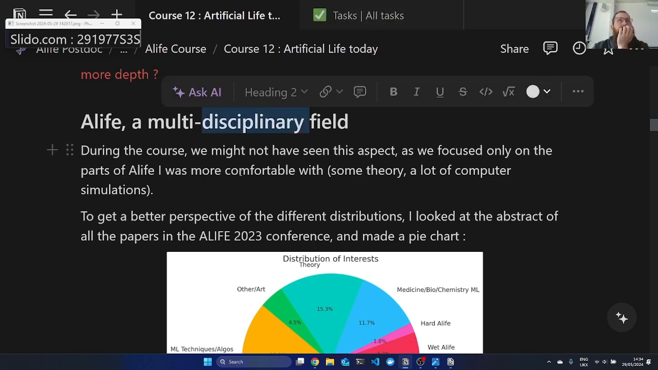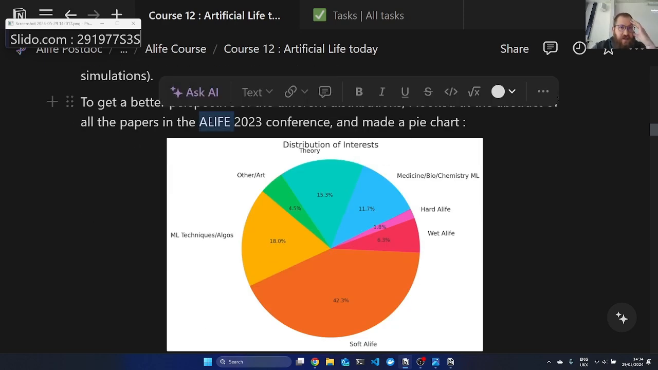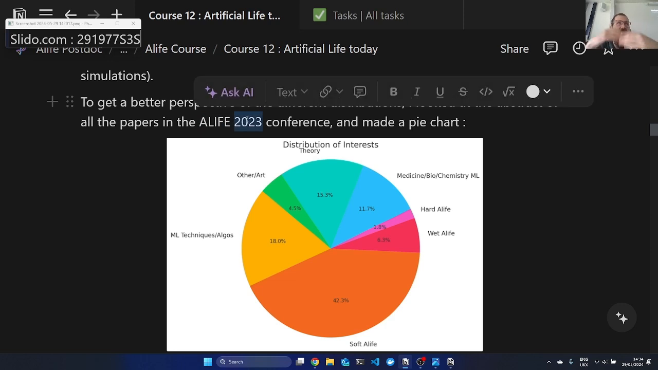And one thing that I wanted to do is to take a look at the papers of artificial life that are coming out right now. So the best thing to do this, as far as I know at least, is to look at the ALIFE conference. This is an artificial life conference that happens every year. I think it's the biggest one, right? It's probably, yeah. It's the biggest artificial life conference.